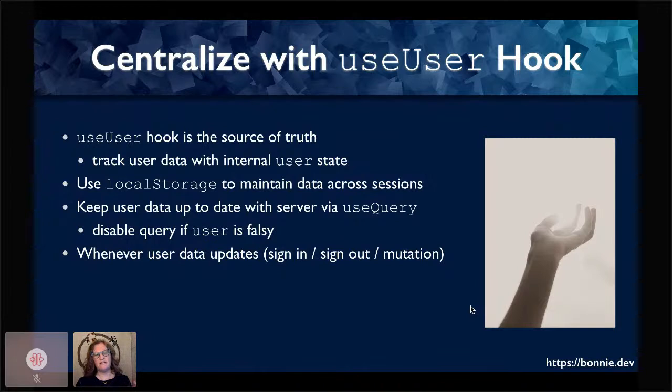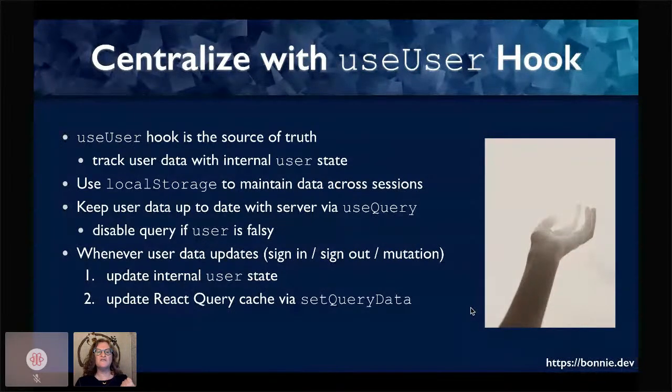Whenever the data updates, and the user data can update when somebody signs in, when somebody signs out, or if there's a mutation, the useUser hook is going to be responsible for making sure that everybody who needs to know about that update knows about that update. So it'll update the user state internally to the hook. It will update the React Query cache manually by using the setQueryData, and it will update local storage.